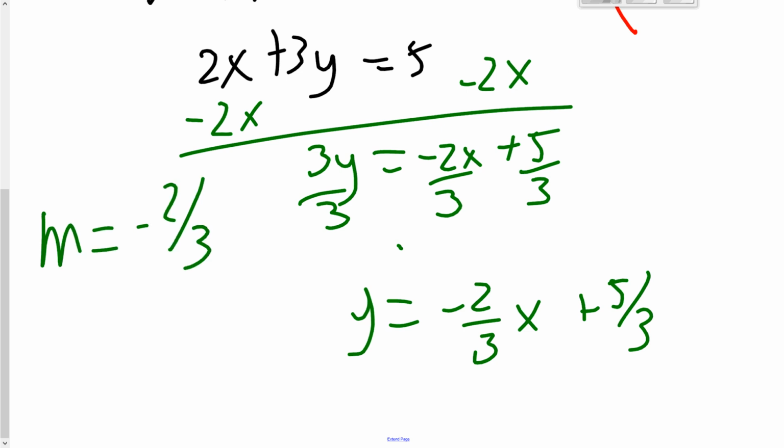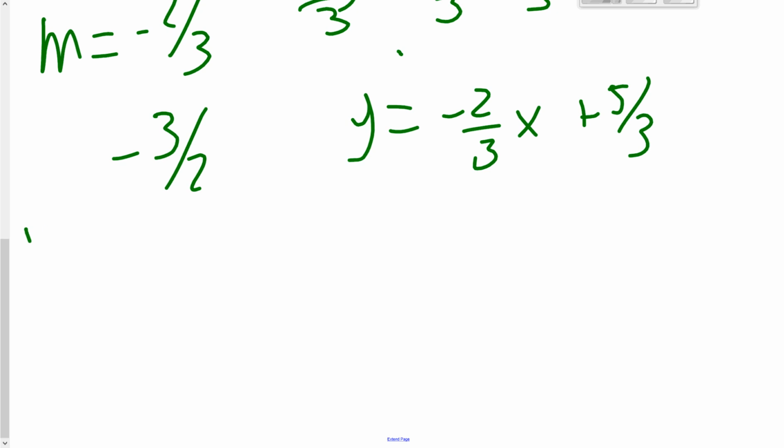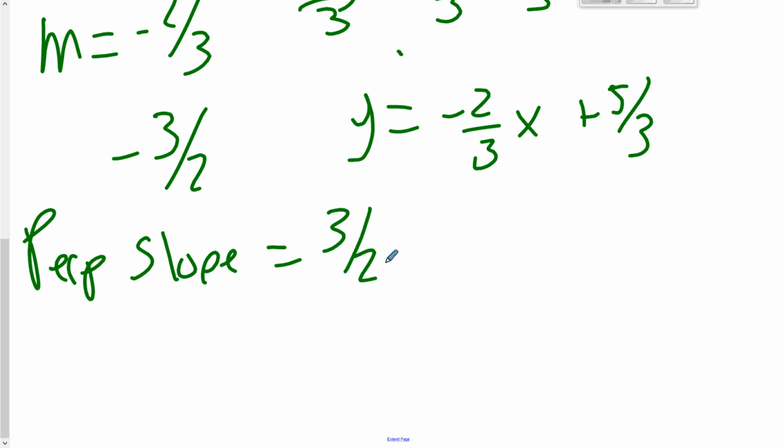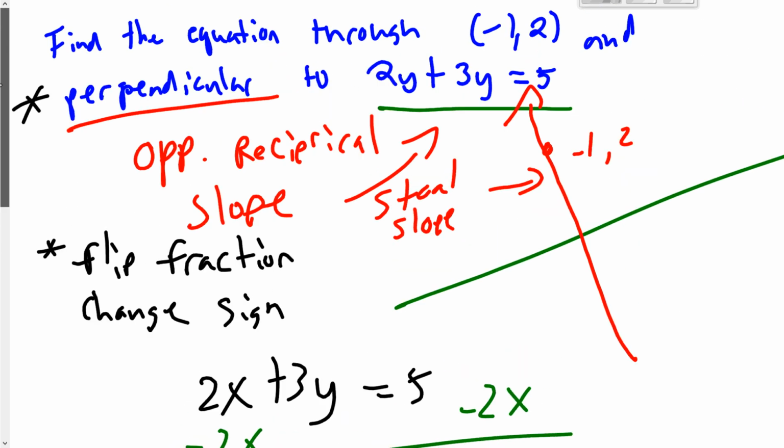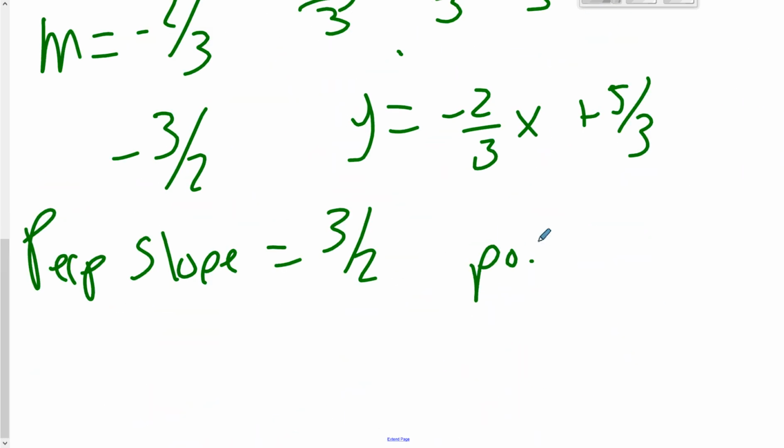Okay, so what we're going to do, we're going to flip this fraction. So 3/2, negative 3/2. Then we're going to change the sign. So our perpendicular slope is 3/2. So that's the slope that we're going to use for this new line. And the point that we have is negative 1, 2. Okay, so the point, negative 1, 2.